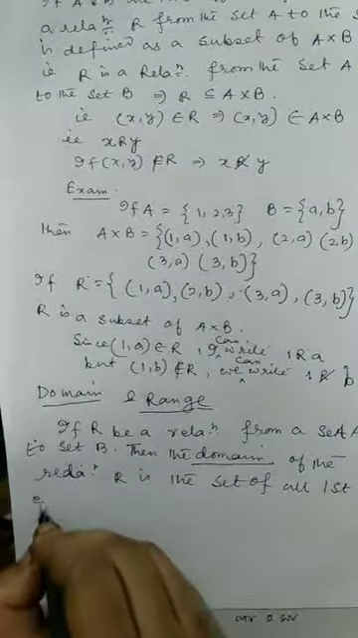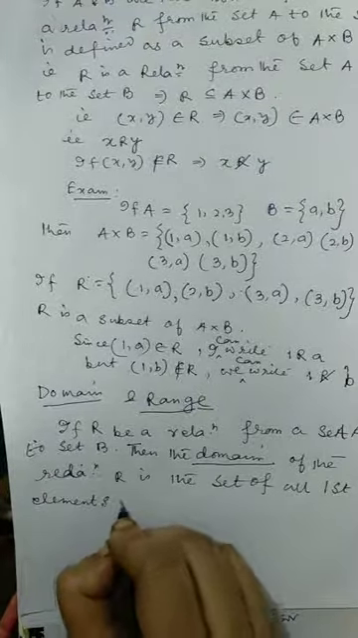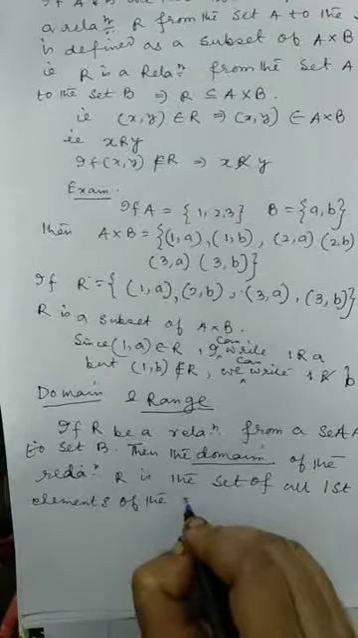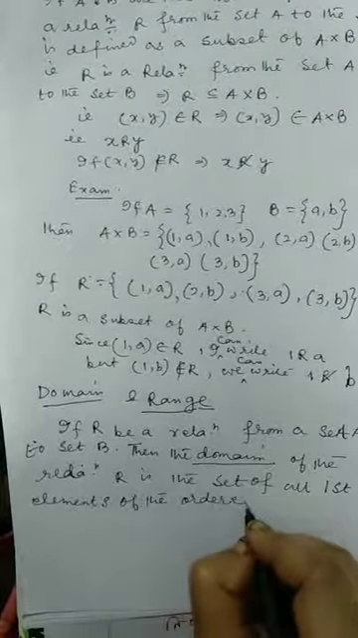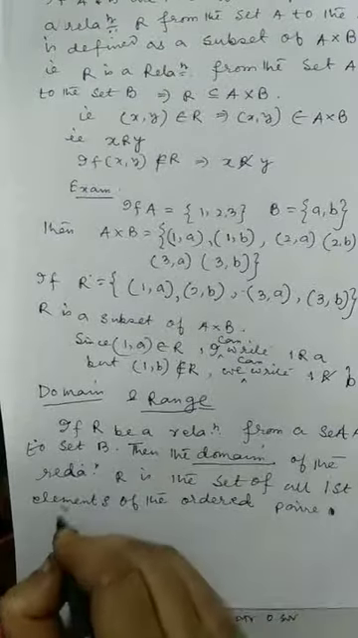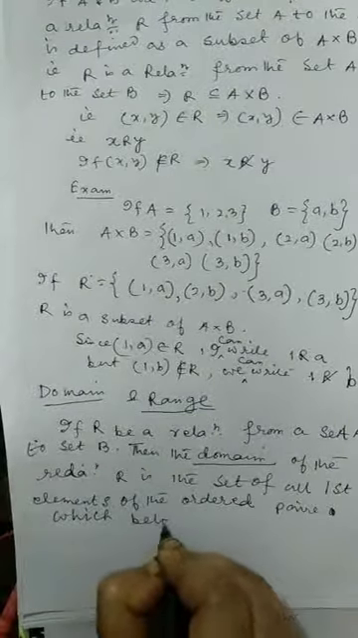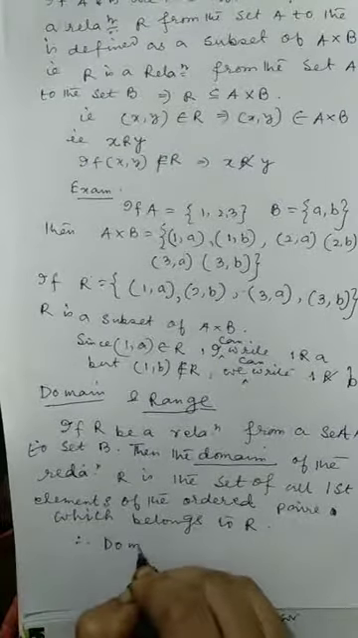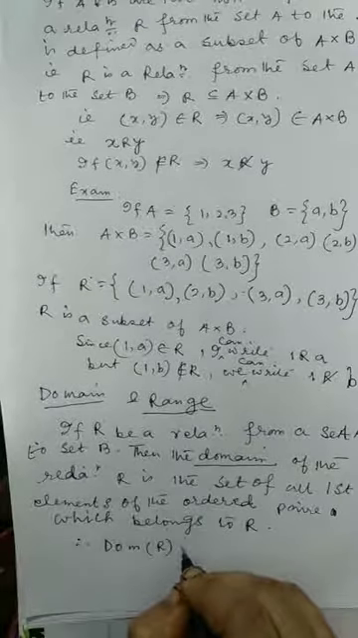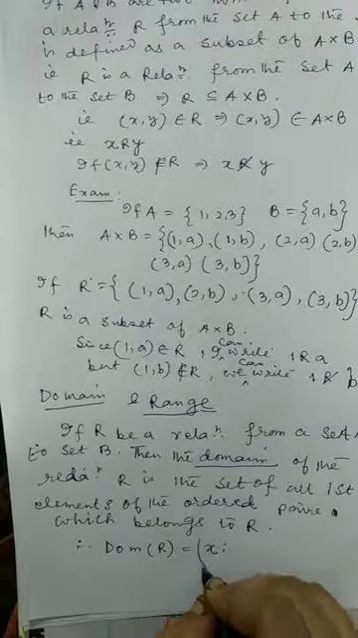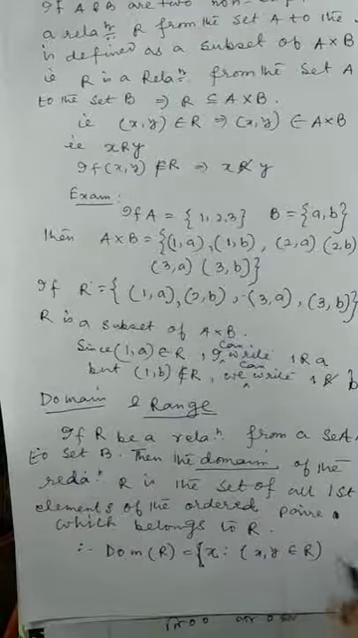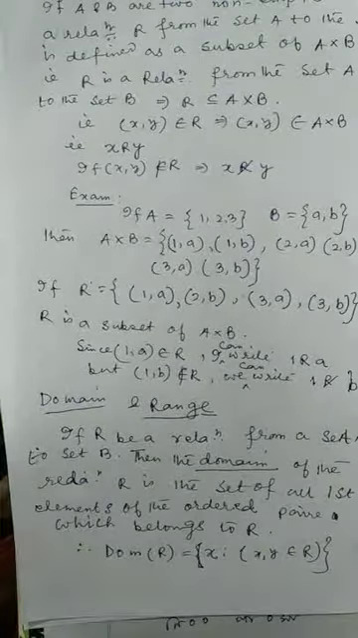first elements of the ordered pairs which belong to R. Therefore, domain R equals {x such that (x, y) belongs to R}. Okay.